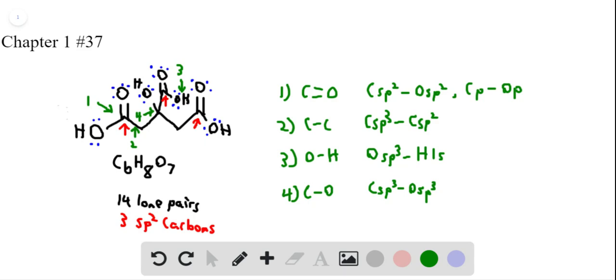So the skeletal structure here, as I said, C6H8O7, 14 lone pairs, 3 sp2 carbons, which I've indicated with red arrows. And then the answers to each of the 4 bonds that I've indicated with green arrows and numbers. Those orbitals that are making those bonds are listed over here to the right. And that's the answer.